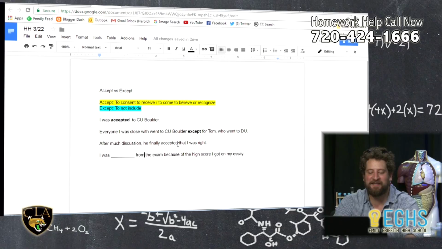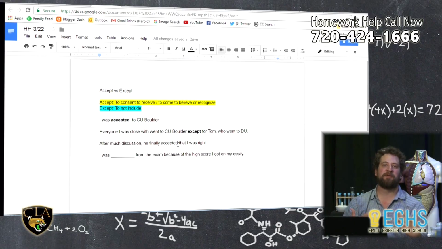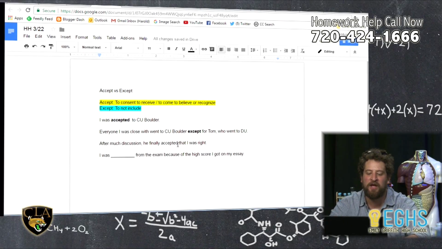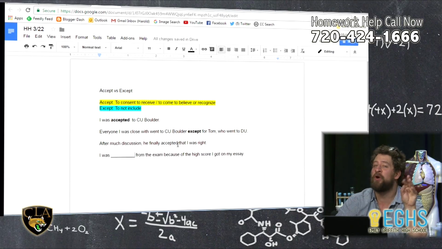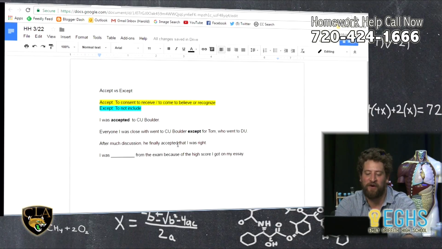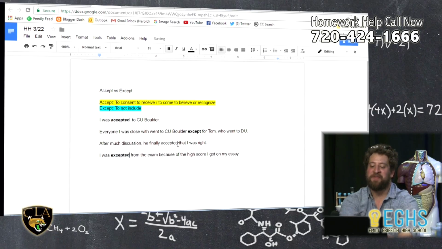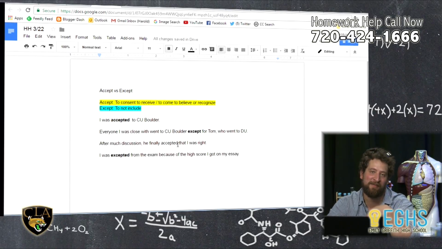And then down here, I was going to include the sort of not often used, but acceptable usage of except as a verb. So we'll often hear something like a person was excepted from something with an E, as in they weren't included in it. So I came up with this sentence where I could say, I was excepted from the exam because of the high score I got on my essay, meaning I wasn't included. I didn't have to take the exam because of the high score I got on my essay.